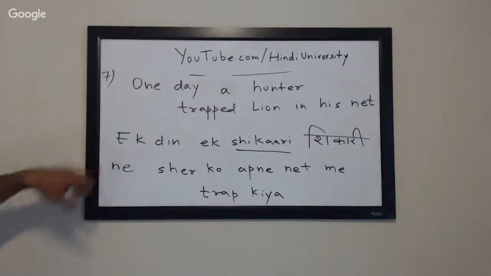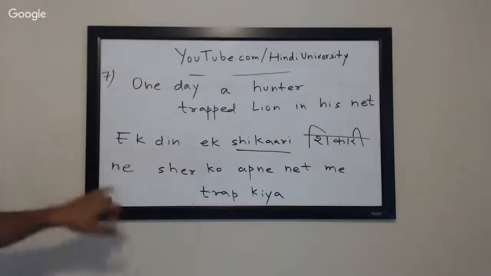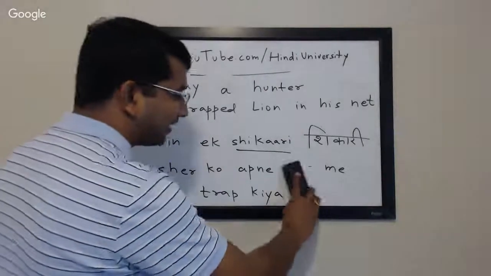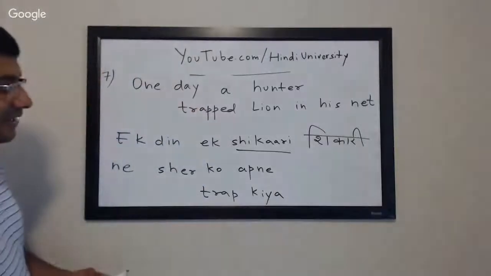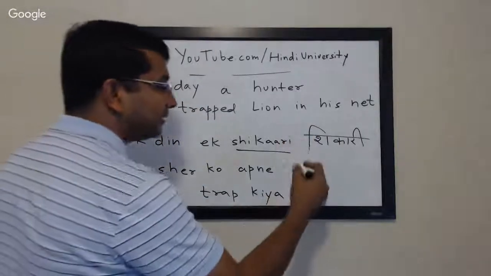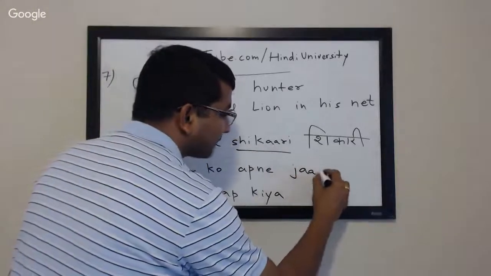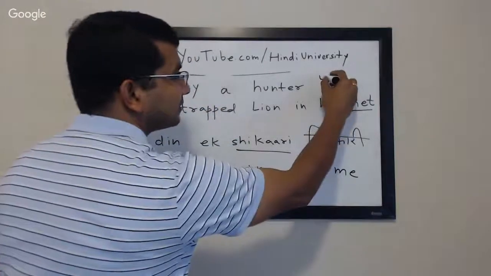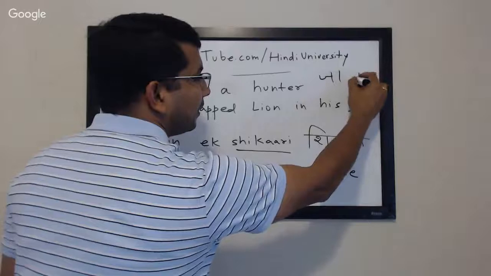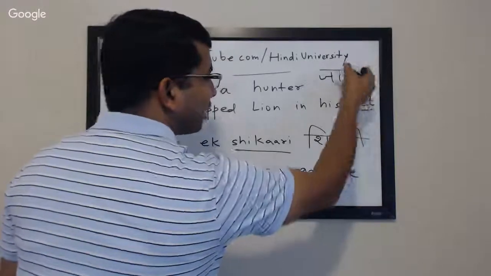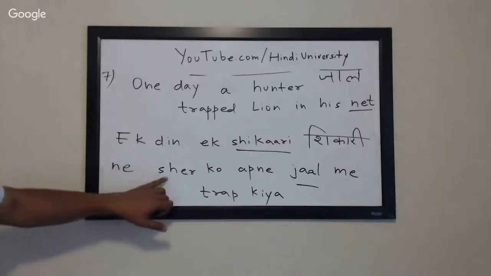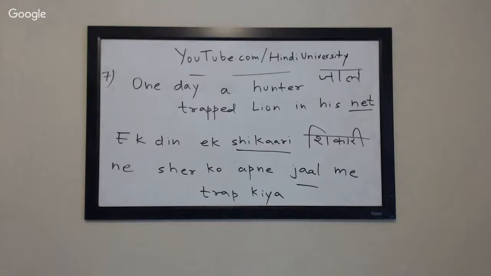So conceptually this sentence is absolutely correct. Ek din ek shikari ne sher ko apne net mein trap kiya. As far as vocabulary words are concerned, I'm happy with it because these things can always be learned. Apne jaal mein. Net is nothing but jaal. The way you write it in Devanagari is J with A and then L. Jal is water, jaal is the net. So Shikari ne sher ko apne jaal mein trap kiya.